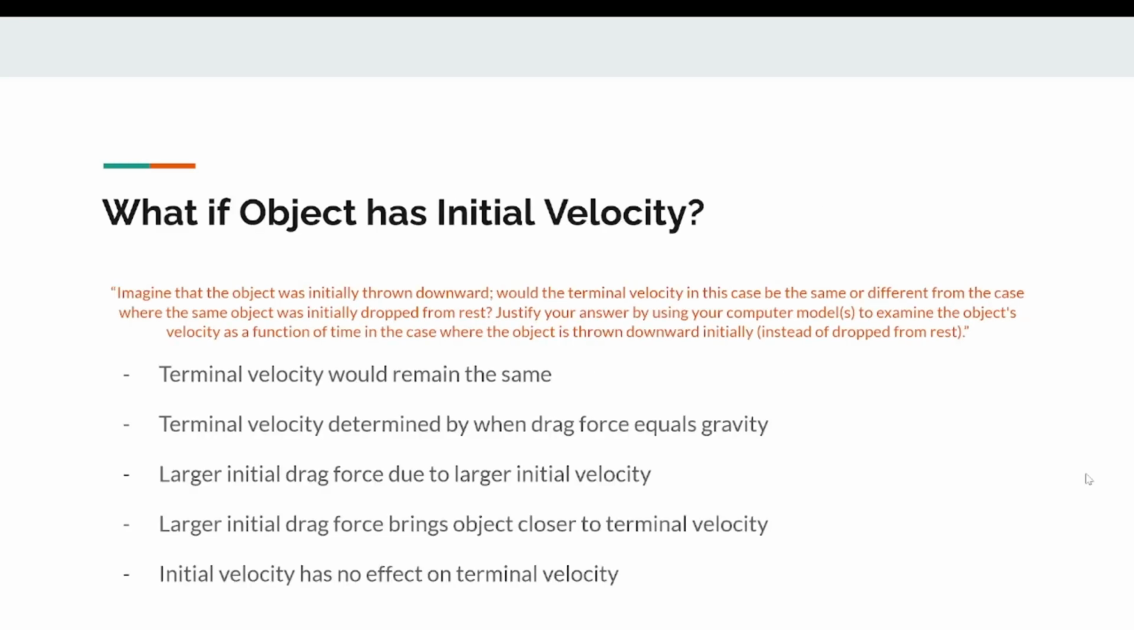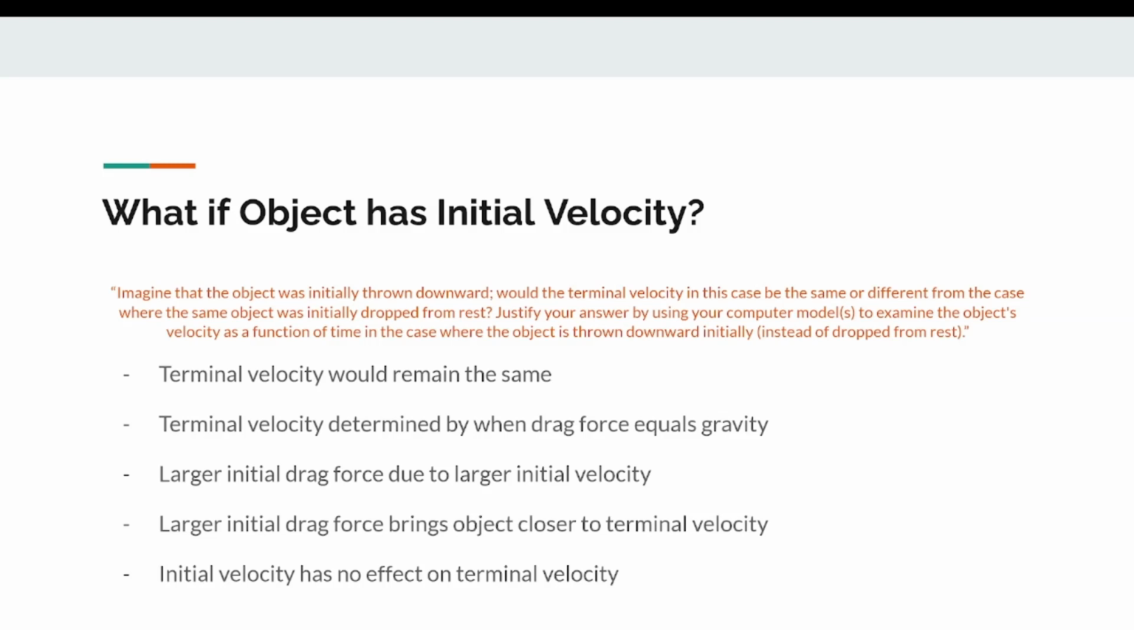Now, what if the object has an initial velocity due to being thrown downward? The terminal velocity would remain the same, as the terminal velocity is determined by when drag force is equal to gravity, and this would result in a larger initial drag force due to there being a larger initial velocity. And this large initial drag force would result in the object having less acceleration due to the net force being smaller in the negative direction.